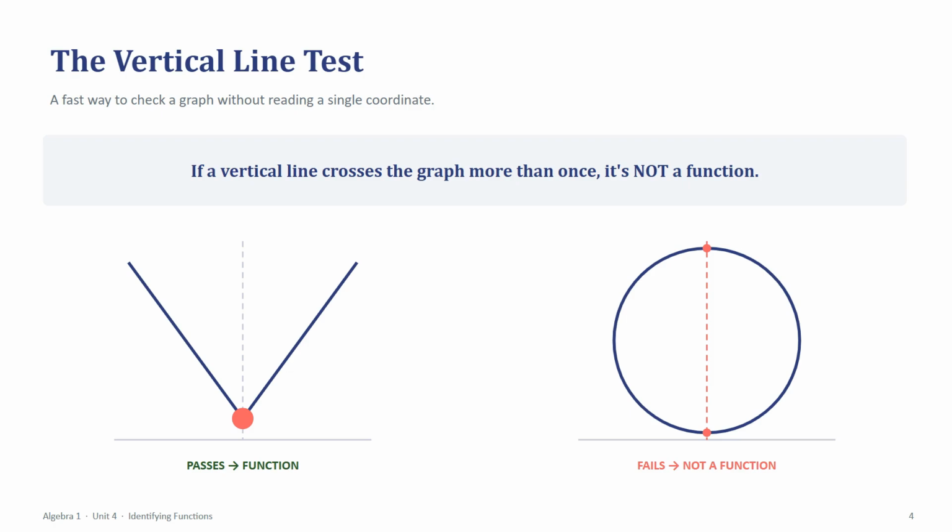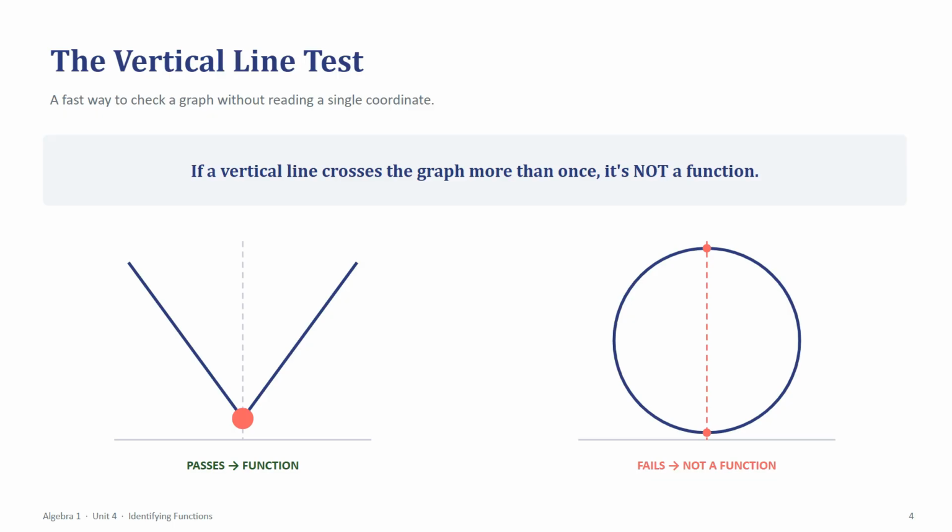In the first example, it is a function because for every x value, there's only one y value. For every single input, there is only one output. So it's a function.